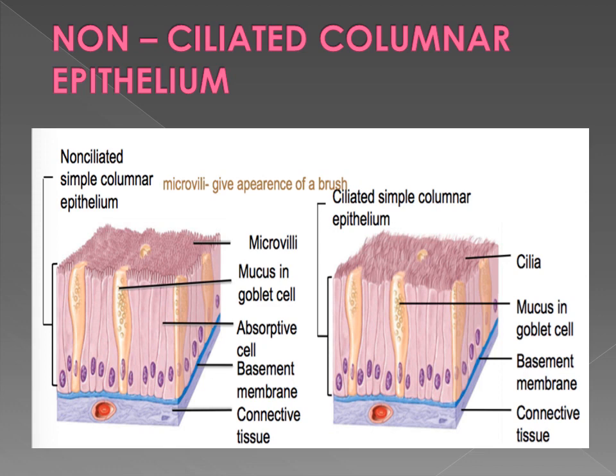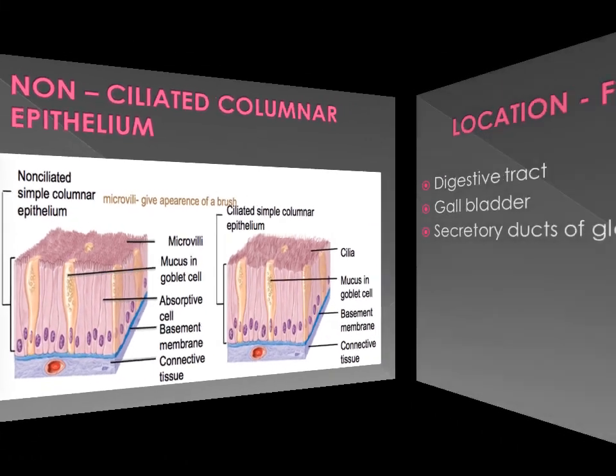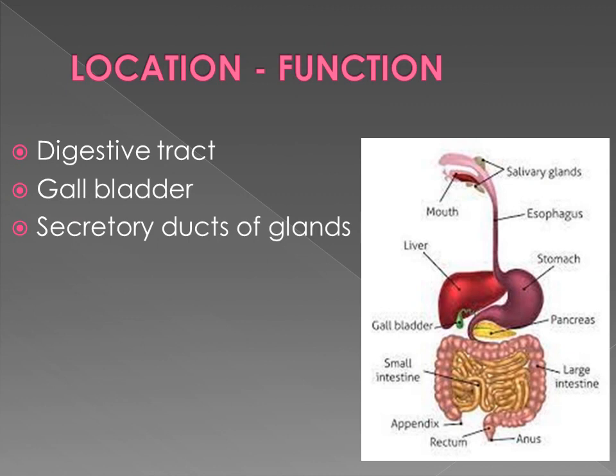Understand? But here, actually, there are small projections, which are mentioned as microvilli. But in the ciliated one, cilia are present, the hair-like projection is there. Okay, so there is a difference between these two, ciliated as well as non-ciliated columnar epithelium. Then where is this non-ciliated columnar epithelium located? The location is, it is present in the digestive tract as well as the gallbladder.